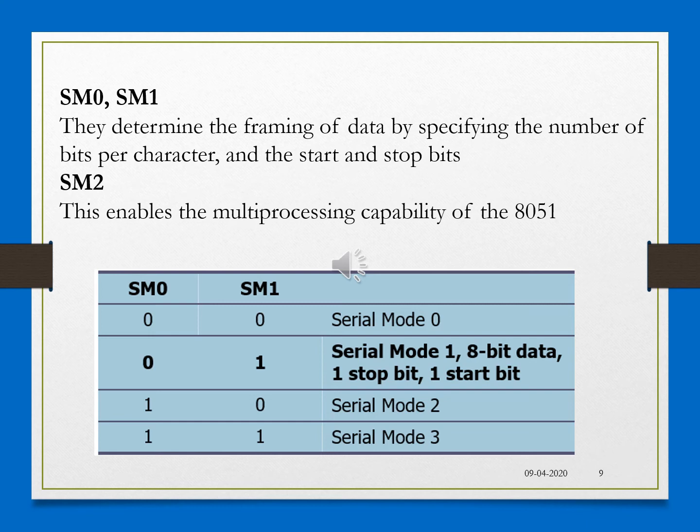Okay. So when you are programming in mode 1, the characters that you are transmitting or receiving will be of 10 bits, which means there will be one start bit, one stop bit, and 8 bits of data. Okay, that's the meaning.